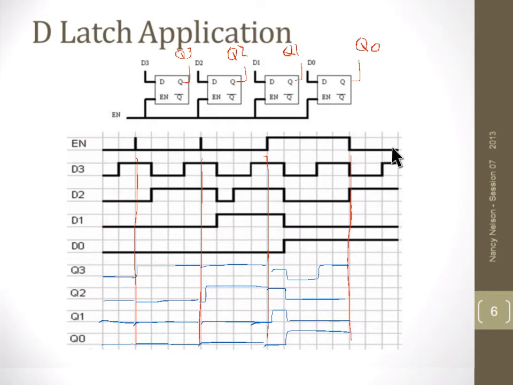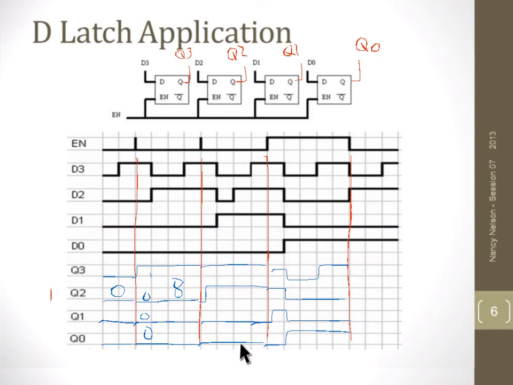When enable goes low, our 4 latches are going to hold whatever they had before. So we're going to hold this high, we're going to hold this low, and this high. So let's take a look at what we're seeing on the outputs. Here we can see all 4 of our outputs are low. So we're actually seeing the value 0. The next period of time we have high, low, low, low. So we have 1, 0, 0, 0, which means we're seeing an 8 on our data values.